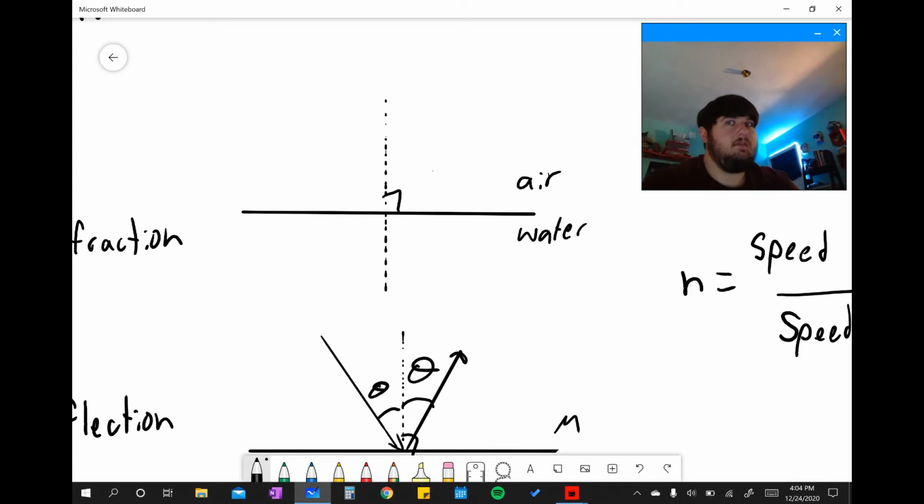I believe the index of refraction value for water is 1.3. It's just for demonstrational purposes. I don't know if that's actually true, but it doesn't really matter. And air is about 1. It's like 1.00 something, but that's fine.